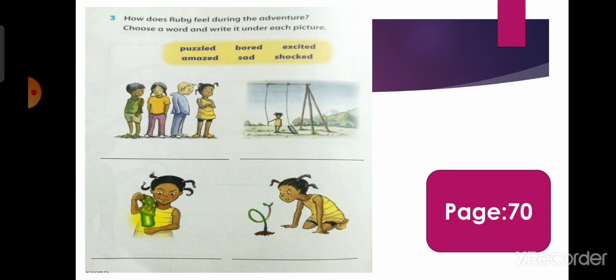Okay. Now look at the second picture. How is she feeling here? You are right. She is very sad. So what will you do? You will cut the word sad from the word bank and write here under the picture on this line. She is sad. You will just cut this word and write here. You will not write a full sentence. You will just write the word sad.